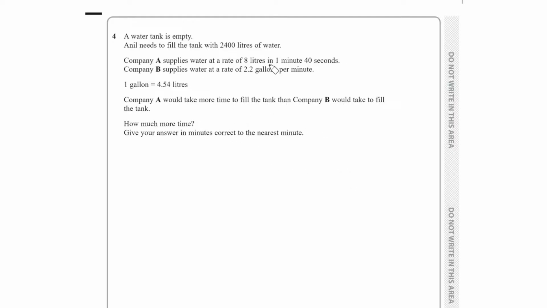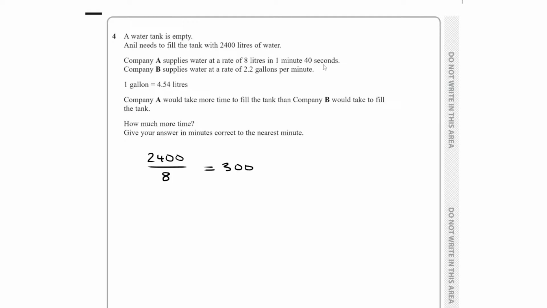So we've got Company A. There are different ways to go about this. They've given in the mark scheme 3 different methods to do it. So you might have done it in a different way to me. That's fine, as long as we get the same answer at the end. What I was thinking was, how many 8 litres is in 2,400? That's what I did for Company A. This is divide by 8, so that should be 300. So that's 300 lots of 8 litres, isn't it?